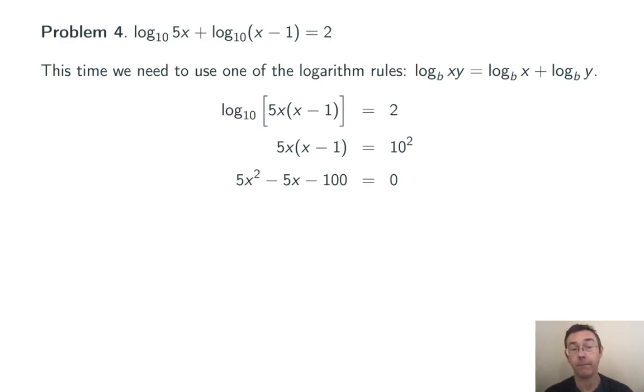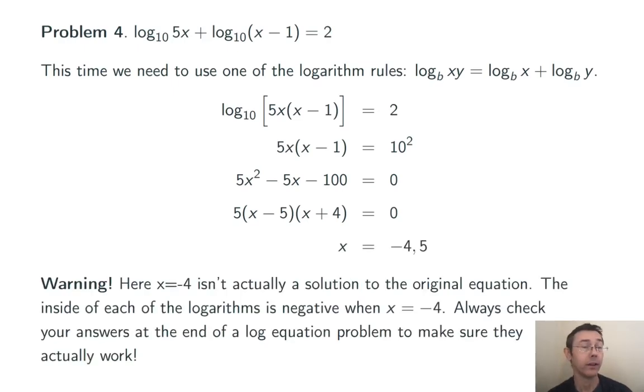Expanding out that 5x times x minus 1 and bringing the 10 squared over to the other side, I see that I have a simple quadratic function. And I can solve this either using the quadratic formula or by factoring. This one factors very nicely, so let's do it that way. Overall, we get x equals negative 4 and 5. Those are the solutions to that quadratic equation there at the end.